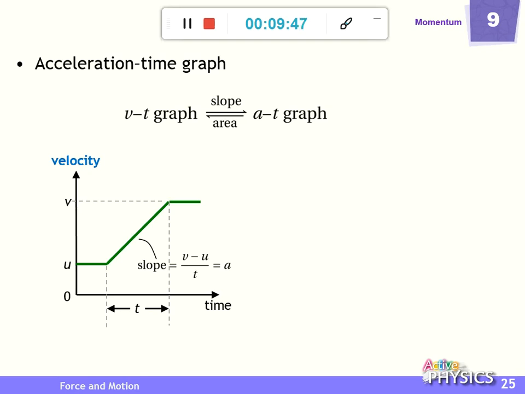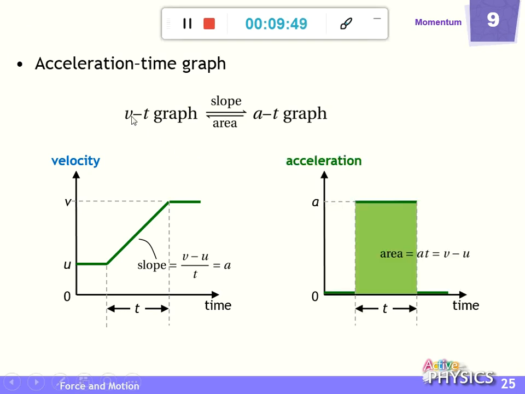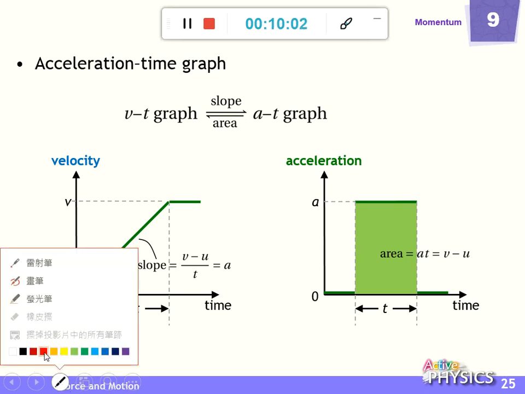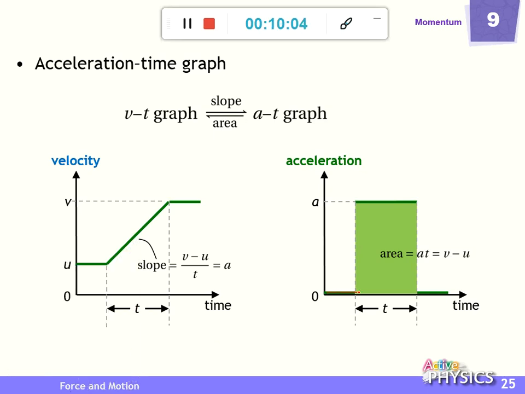Okay, and how about this AT graph? We have the VT graph, and the AT graph. The slope of the VT graph will be a. In the initial part, without any acceleration, this part is 0. Afterwards, it keeps the same final velocity, 0. But during the motion, we have acceleration a. Keeping constant a will be this.